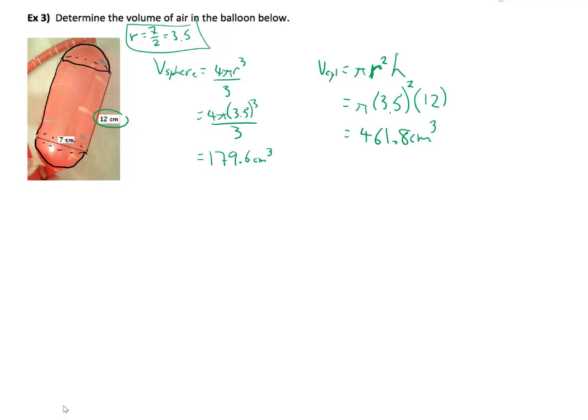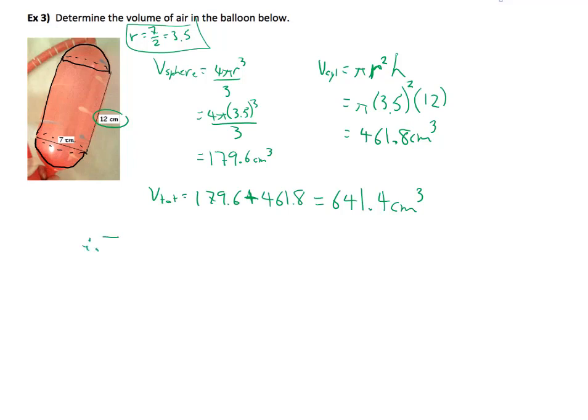centimeters cubed. Now this is very, very similar to composite area, except now it's like composite volume. We have two separate shapes that we added together. So to figure out our total volume, our volume total, it's going to be our first volume plus our second volume. Which is just 641.4 centimeters cubed.